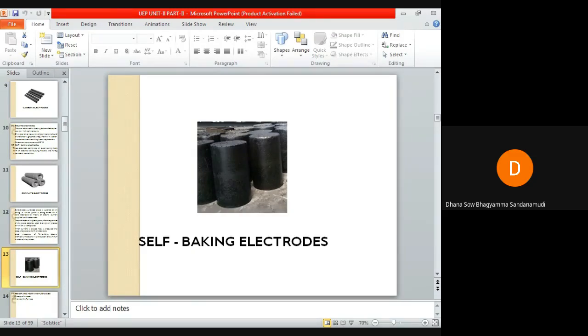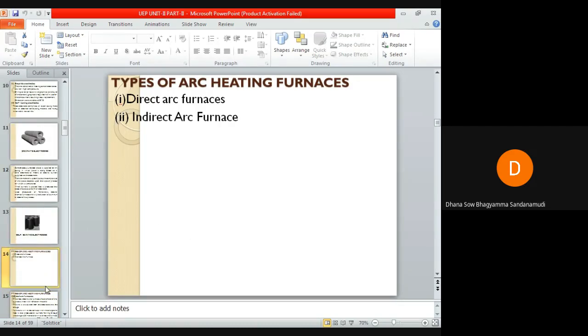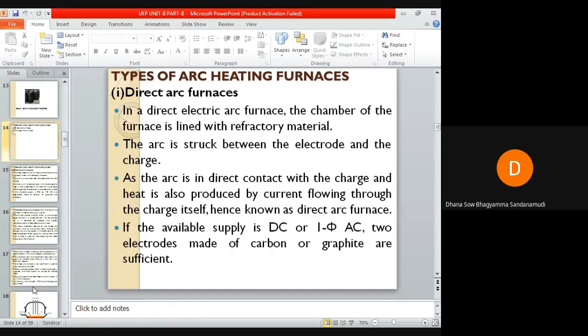So let us see different types of arc furnaces. The different types of arc furnaces are the direct arc furnace and the indirect arc furnace. Let us see how heating is produced in these furnaces in order to obtain the desired temperature. Let me show you an image.